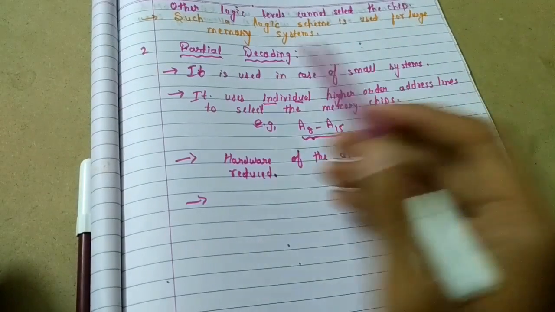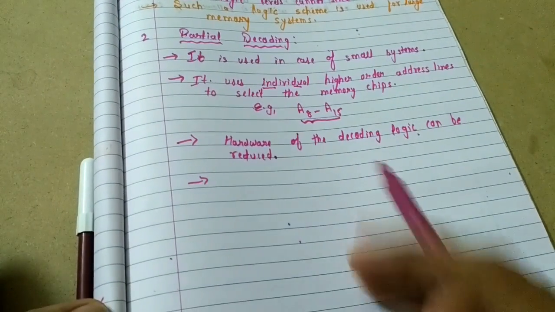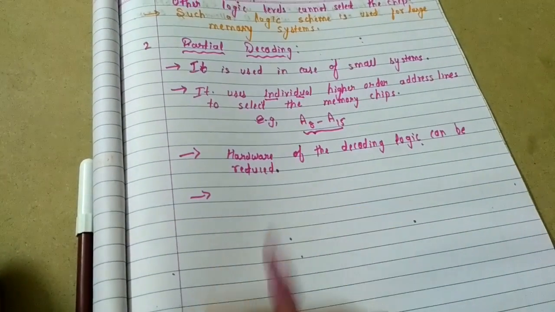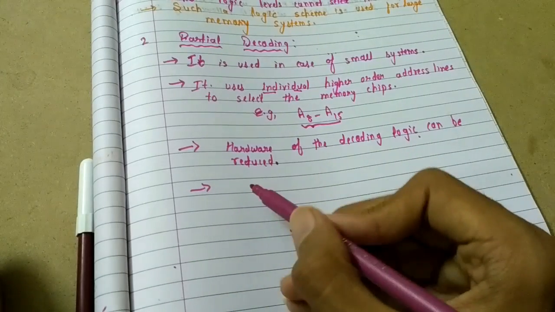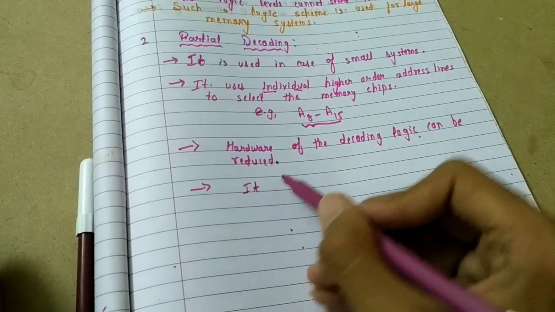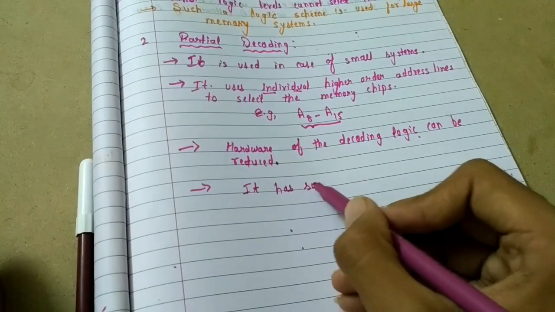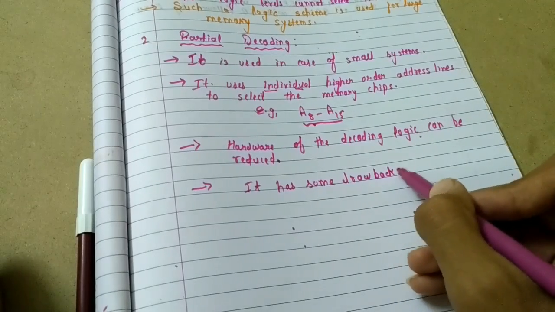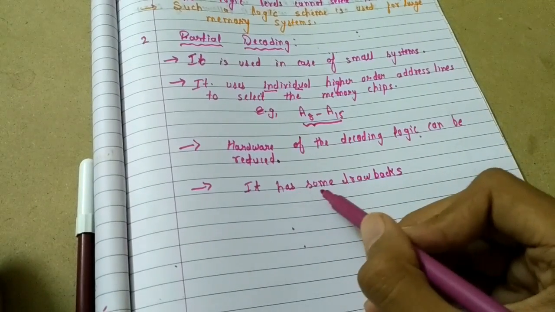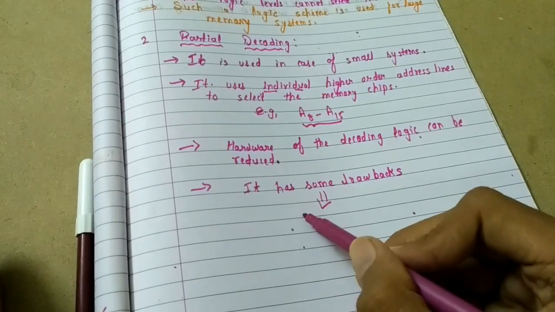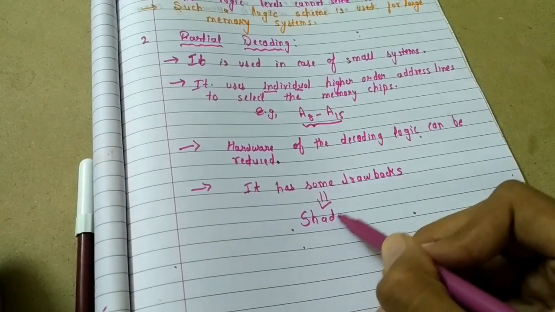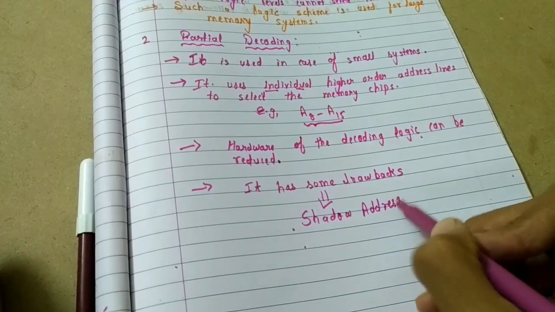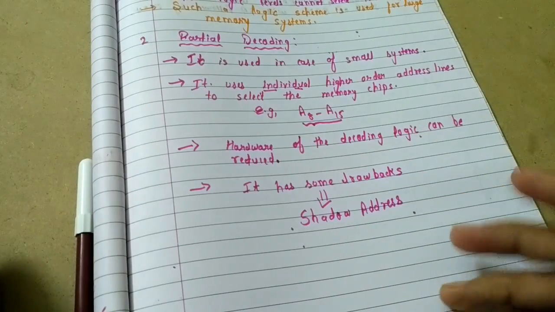as compared to full decoding, that is, absolute decoding? The reason is that it has some drawbacks, and one of the drawbacks is shadow address. So that's why it is not used most widely.